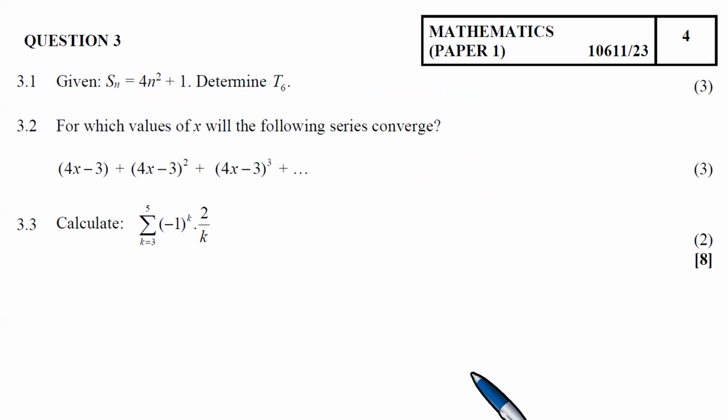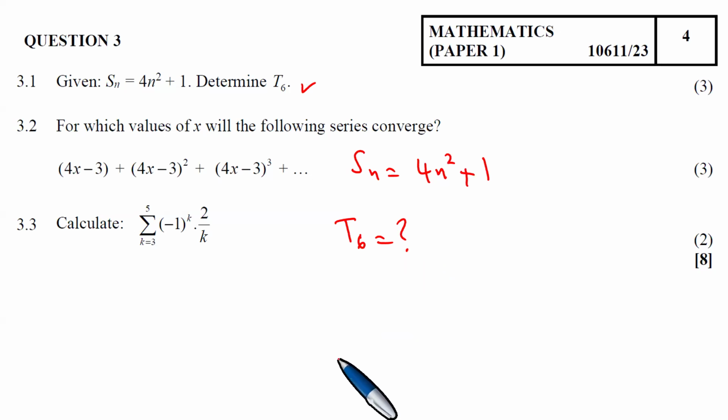Okay, now let's look at 3.1. Given that Sn is 4n squared plus 1, determine T6. T6 is the 6th term. We're given Sn equals 4n squared plus 1. They're saying if Sn is that, then T6 is equal to what? What do we do here? So if Sn is 4n squared plus 1, then what is term number 6?